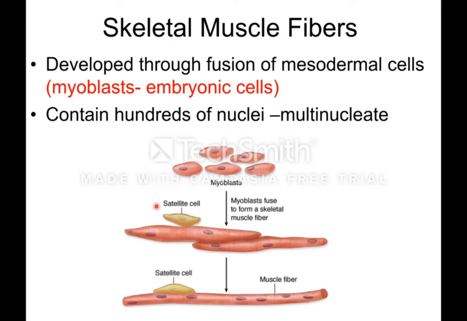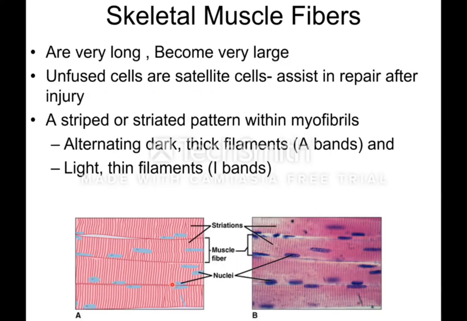These cells act as stem cells, can undergo mitotic division, and differentiate into myoblasts and muscle fibers. A skeletal muscle fiber or cell is a very long, very large cell, and there are some unfused cells that are satellite cells. These cells act as stem cells and assist in repair after injury.